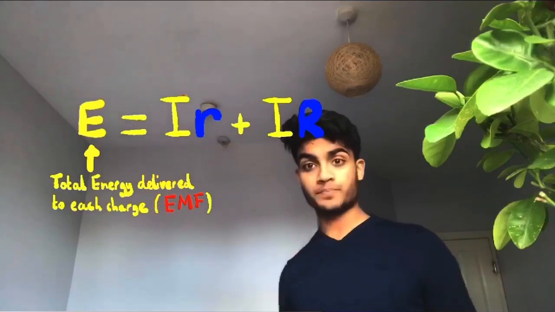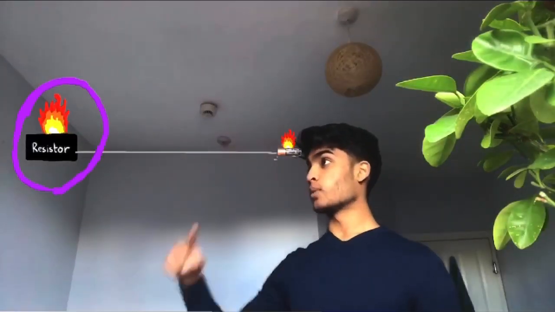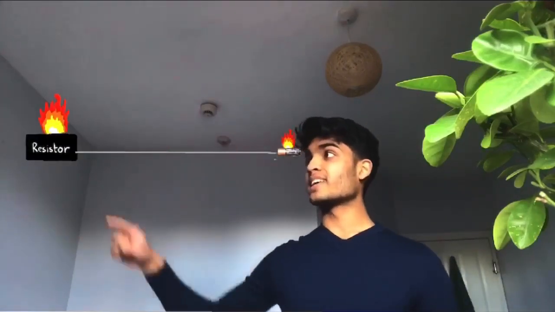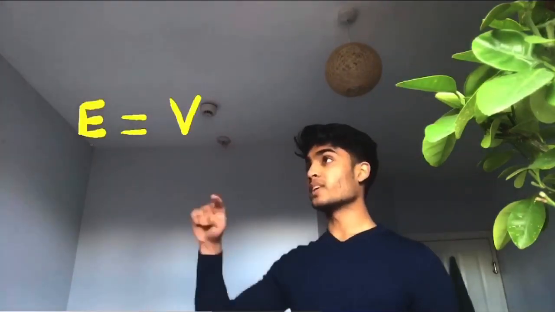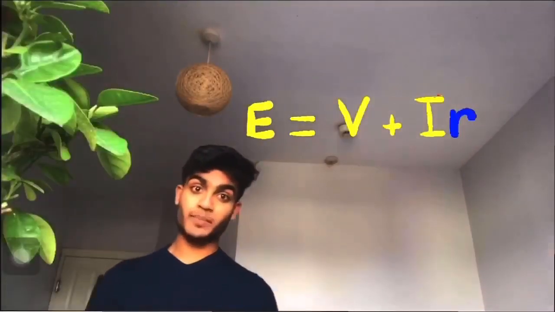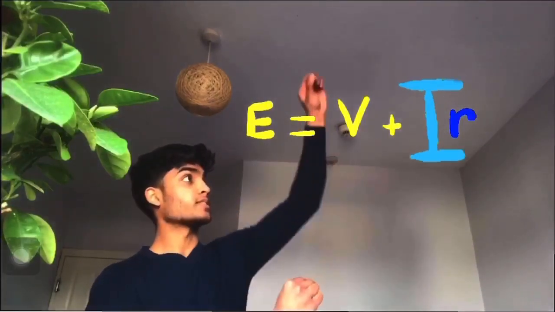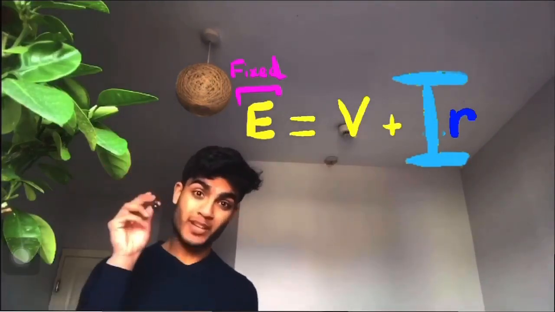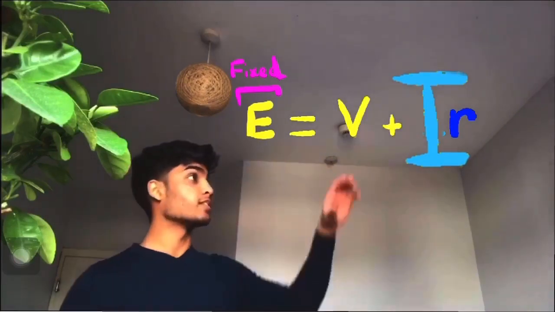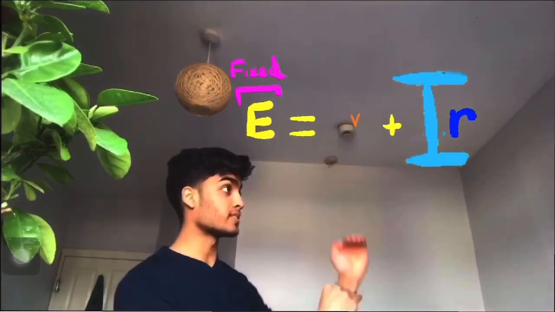IR. Now we want to deliver the energy to this component here. It might be a resistor, it might be a filament, or it might be the screen of your iPhone 10. That's my actual phone. The important thing is that the resistor here is where we say that there's a terminal potential difference, V. So we can change the equation to E is equal to V plus Ir. Now you'll notice something interesting about this equation. If we increase the current, because the potential difference across the whole thing, or the EMF, is the same, this battery doesn't change in capacity, that means that the terminal PD, or voltage, has to decrease.